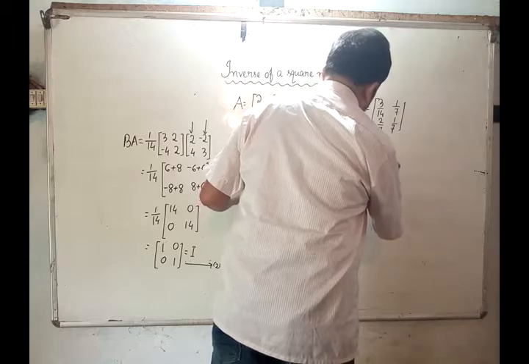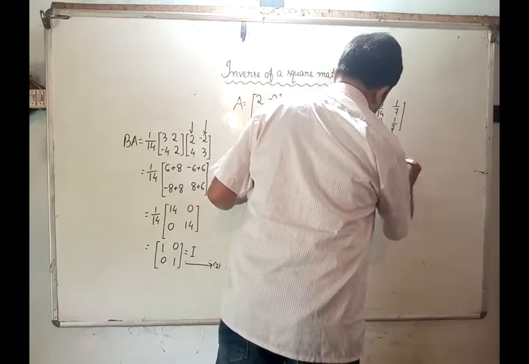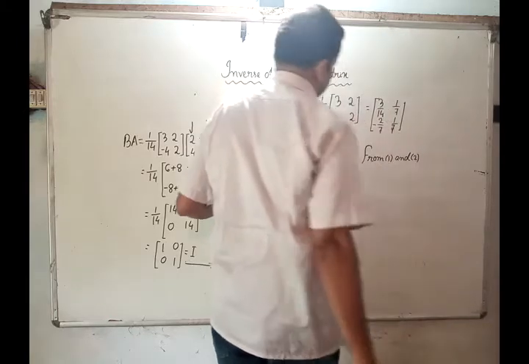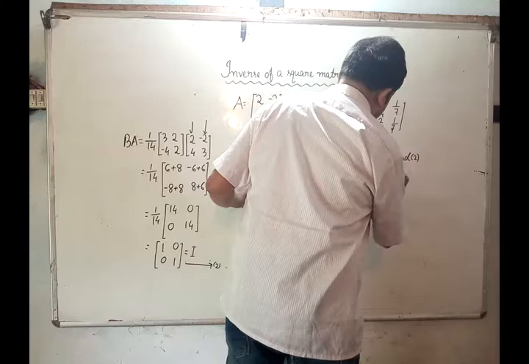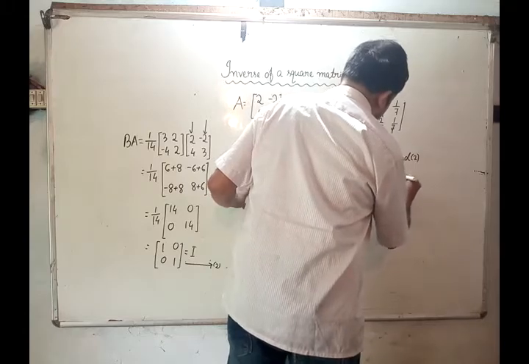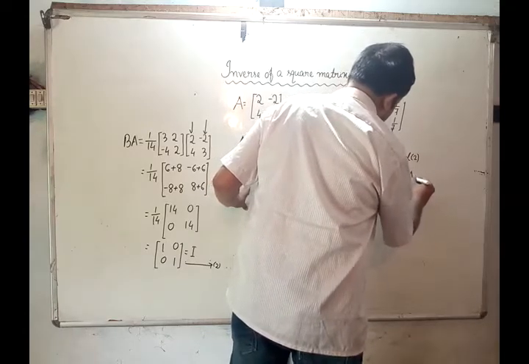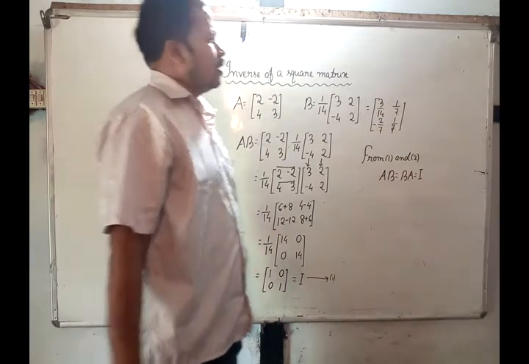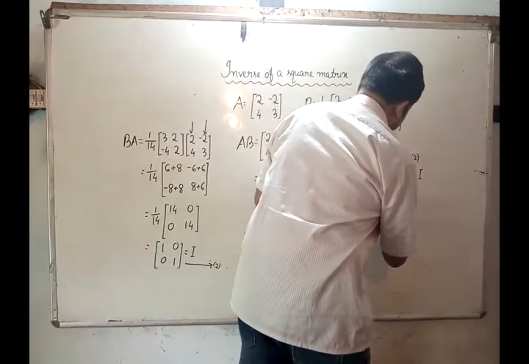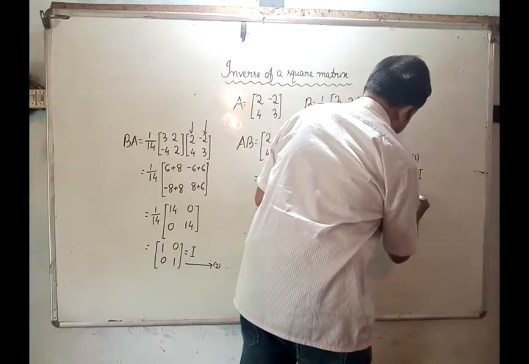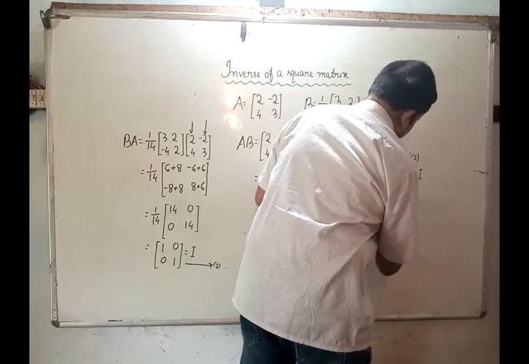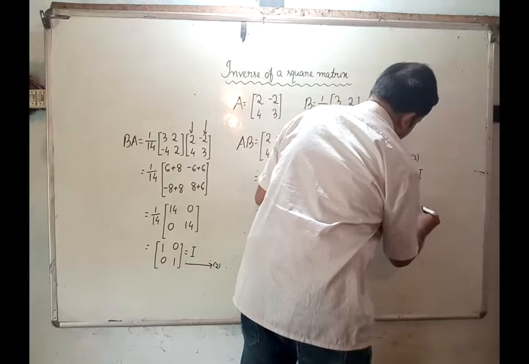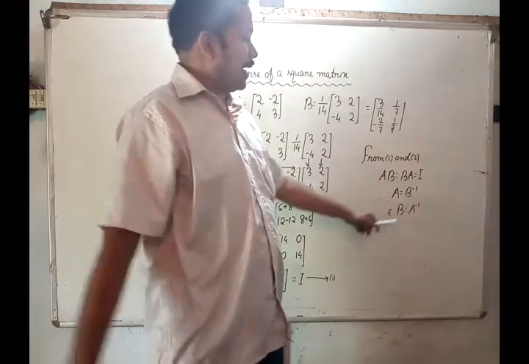From equations 1 and 2, what we get is that AB equals BA equals I. Therefore, A equals BA first, and B equals A inverse. Or conversely, A inverse equals B and B inverse equals A.